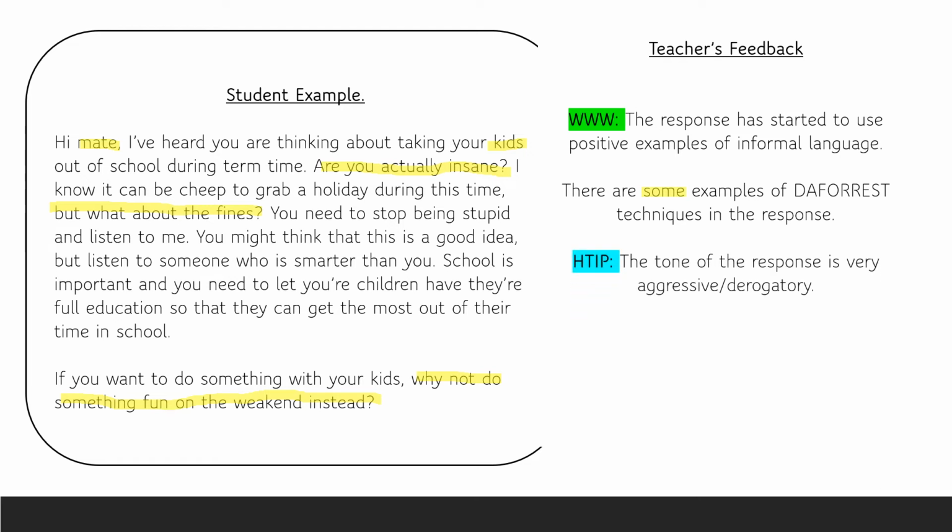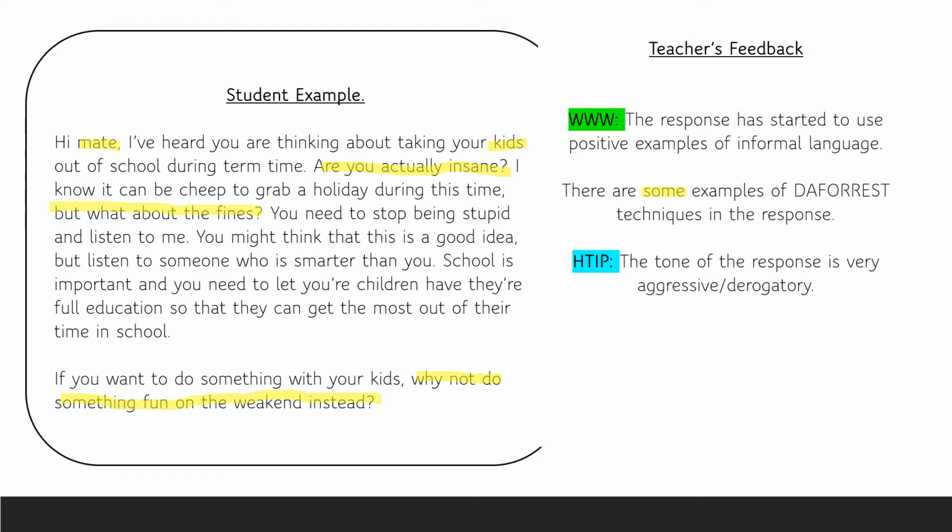Now we're going to move on to how this could be improved. So you can see here in the blue highlight we've got HTIP, and that stands for how to improve. So the first thing that I'd flag up with this, or the teacher would flag up with this, is the tone of the response is very aggressive and derogatory, and that means that we're talking down to someone, and that isn't really the right way to go, because if you're trying to advise someone, they're not really going to listen to you if you're being negative, if you're being aggressive. Straight away, naturally, we shut off, we think this person is being rude, and we're less likely to listen to what they've got to say.